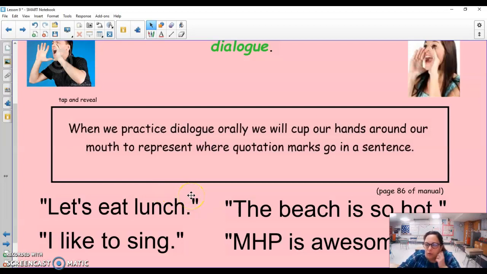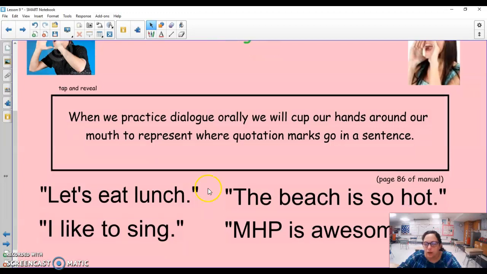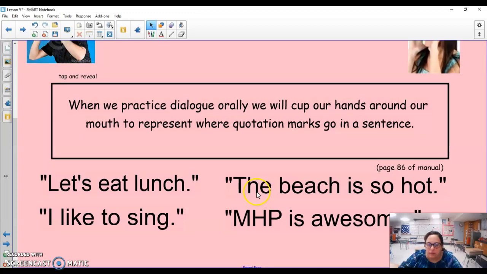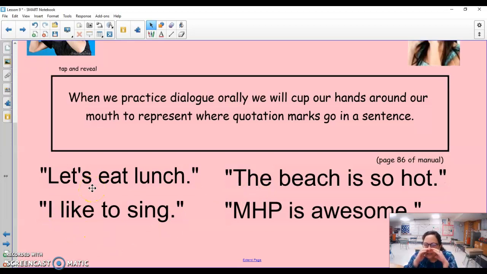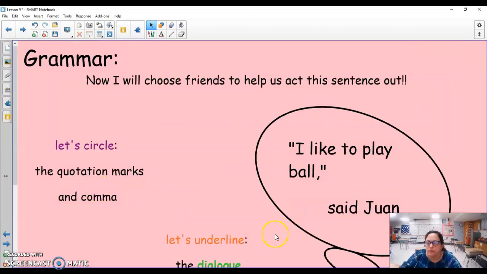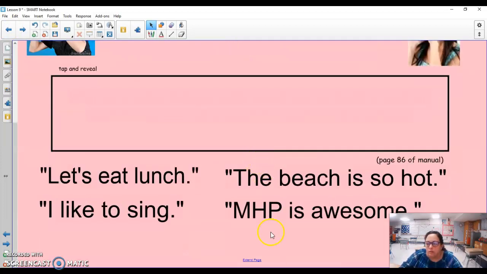So when we practice dialogue orally, we will cup our hands around our mouth to represent where quotation marks go in a sentence. Ready? So I want you to do this with me. Let's do the quotation marks for this side. Ready? Let's eat lunch. And then you close it. Do the next one. The beach is so hot. The next one. I like to sing. And then you close it. Ready? MHP is awesome. And then you close it. Good job.